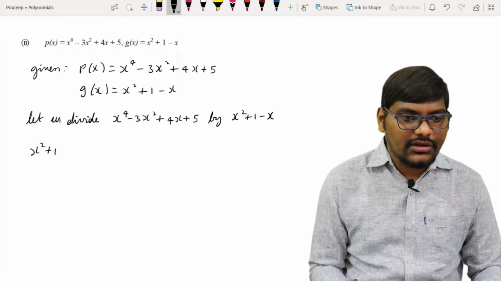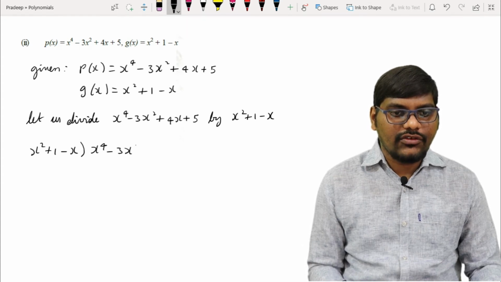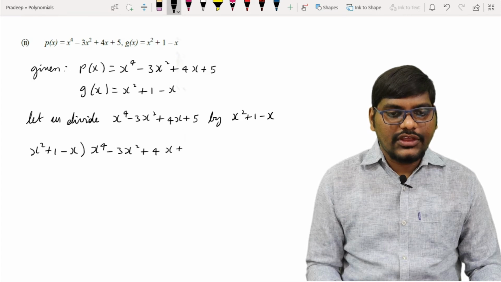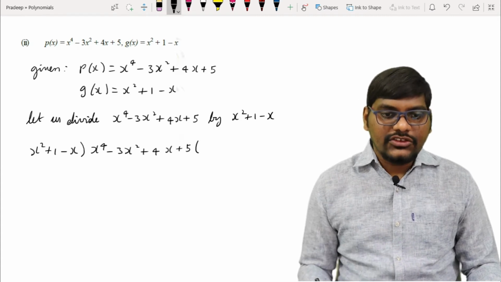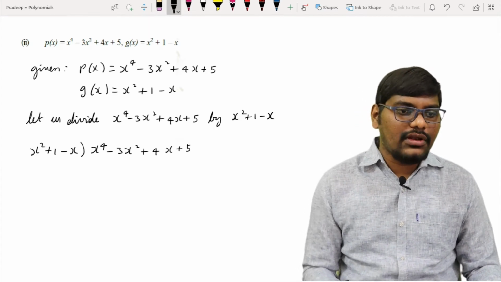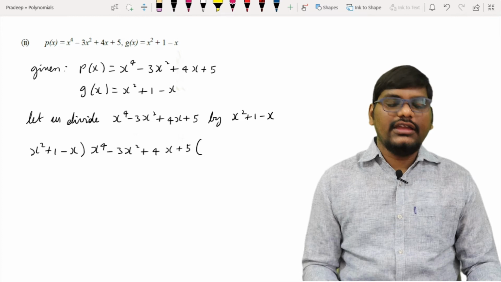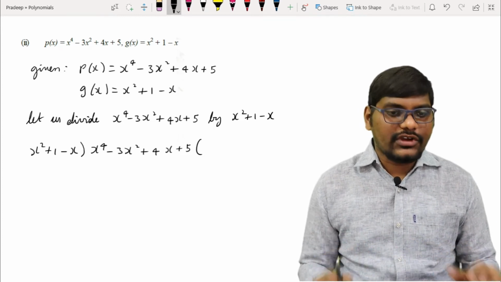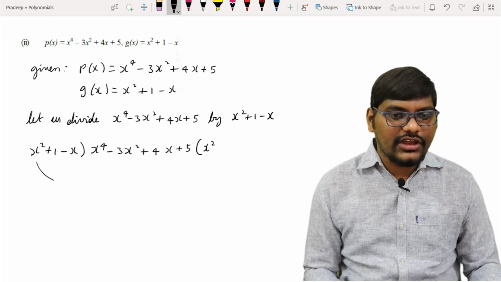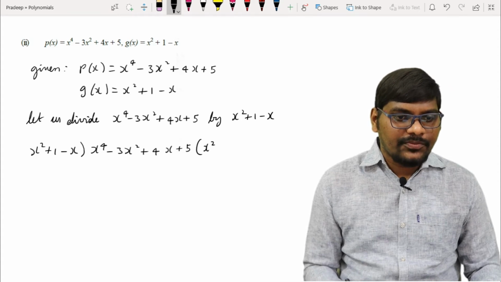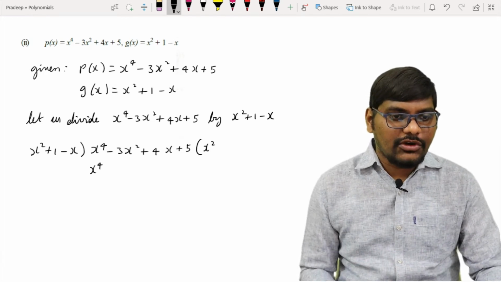X square plus 1 minus x is the divisor and the dividend is x power 4 minus 3x square plus 4x plus 5. Okay, so now we just do the same as the previous problem. See, the quotient either you can write here or some people will write over here also. It doesn't matter, only thing is we are solving in the perfect way. So here, x square into x square is how much, that is x power 4. As I said in the previous problem, we should always concentrate on the highest power values. So this is x power 4 I have taken.